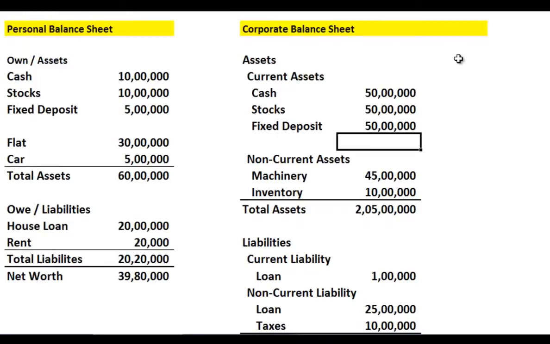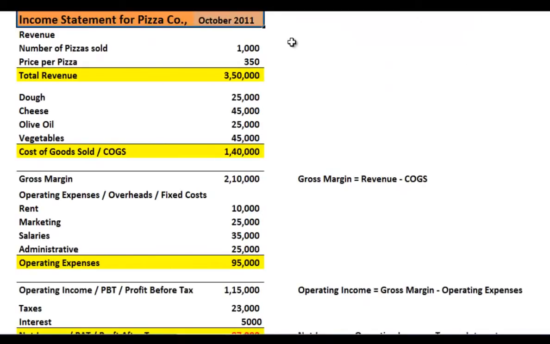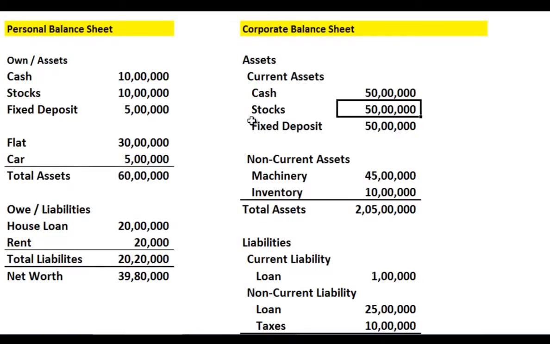One other thing you should know here is, you remember how in an income statement we said an income statement is always for a period of time. It's for a month, in this case October 2011, or it's for a year or for a day. A balance sheet is never for a period of time. A balance sheet is the status of a company on a specific date.